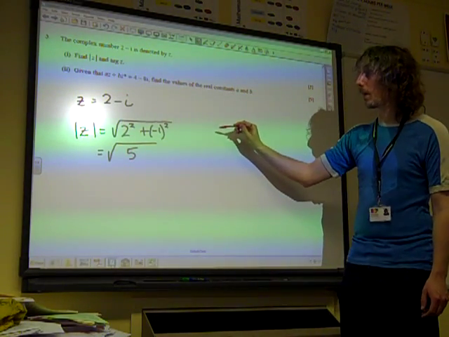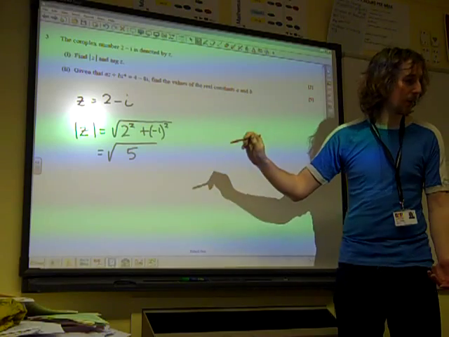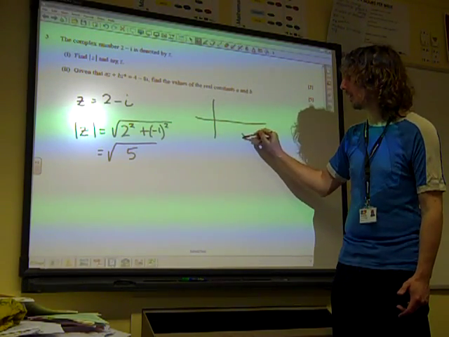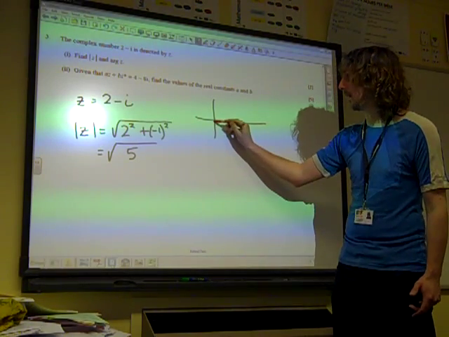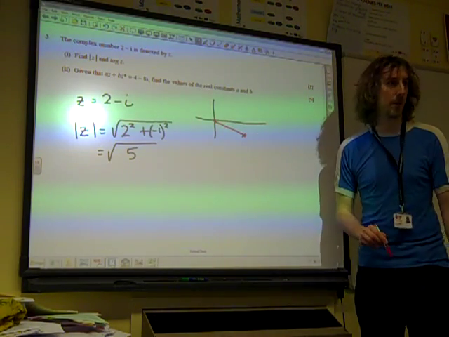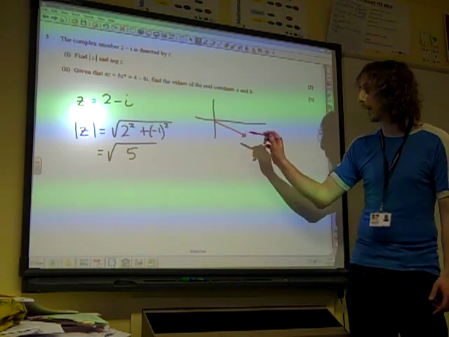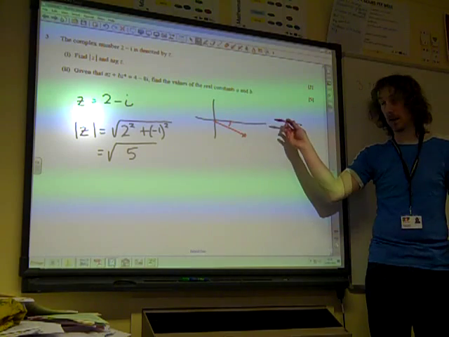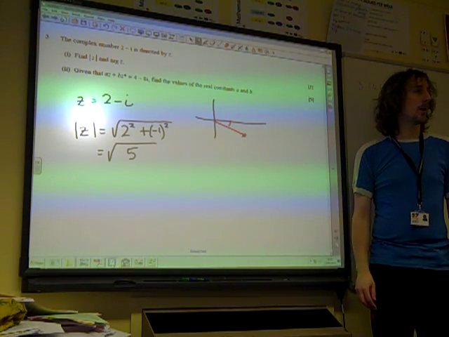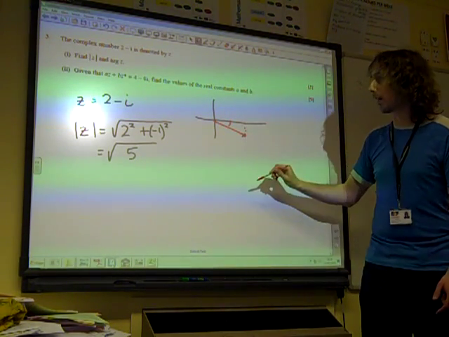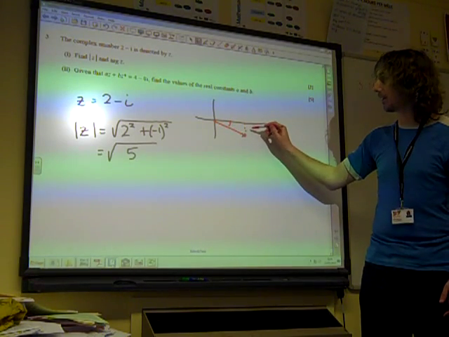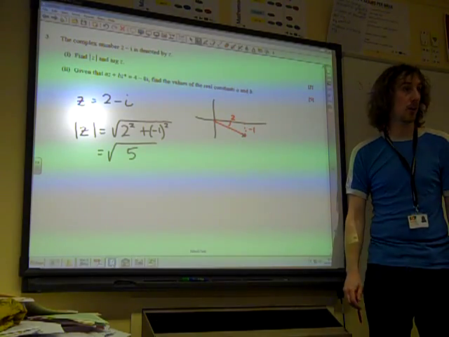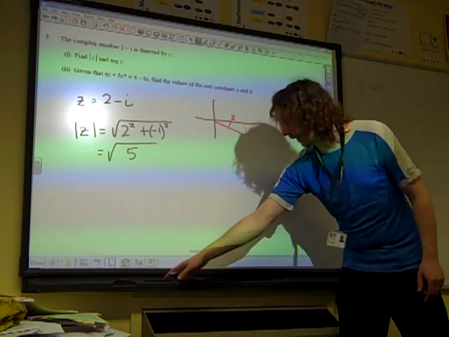The argument, well, it might be helpful to have a little diagram of this, do you think? Here we've got 2 minus i, so that's where the point 2 minus i would be. That would be its modulus of being root 5. What we're looking for here is the angle it makes with the positive x-axis, the positive real axis. So we need to think about the right angled triangle. The opposite is minus 1. The adjacent side is 2.